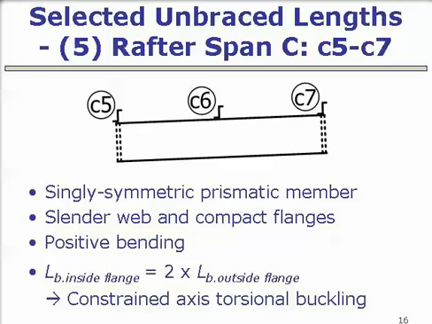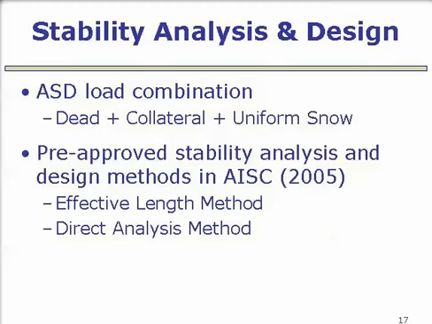This length is in positive bending, and we need to look at the constraint axis torsion or buckling. For stability analysis and design of this frame, we use the AFD load combination, that plus collateral plus uniform snow load case. And we use two pre-approved stability analysis and design methods. First one is the effective length method, and second one is the direct analysis method. And Professor White will talk about the axial resistance calculations.